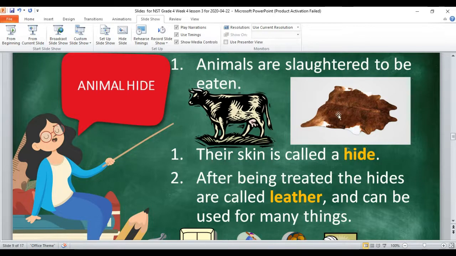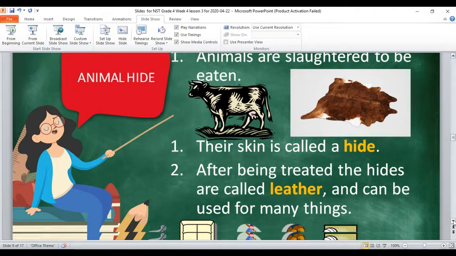As you can see here, it's an example of the hide. This is untreated hide. Now, after being treated, these hides are called leather. Remember, it was the skin, then it became the hide when it was removed from the animal, then it is now the leather after being treated. When they treat it, it changes the name. So now, it is used for many things.